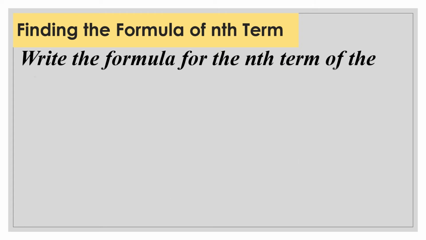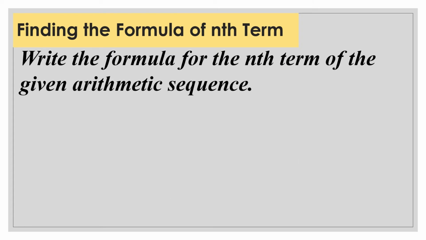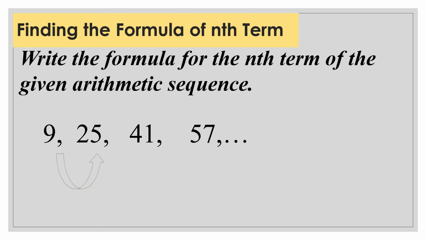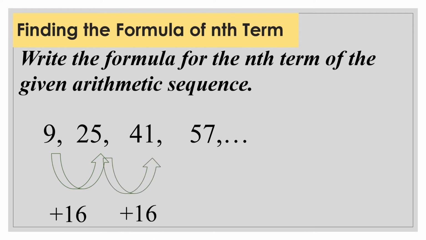Let us have another example on how to find the formula of the nth term given a sequence. Given the sequence 9, 25, 41, 57, what will be the formula of the nth term? Again, let us look for the pattern. Look for the common difference of the consecutive terms. We can see that the common difference is 16.